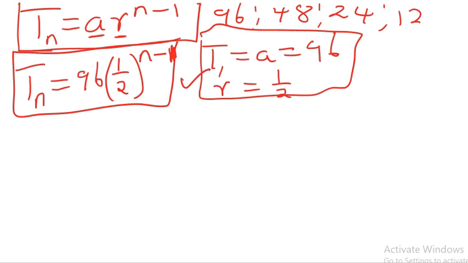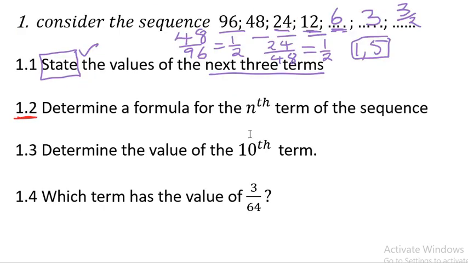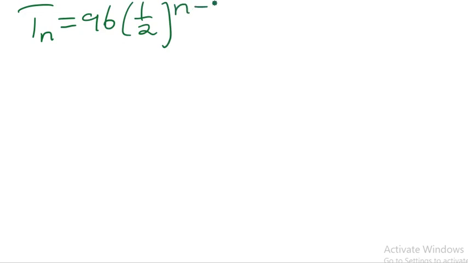Now let's go for the next question. It says determine the value of the 10th term. That's 1.3. In order to determine the value of the 10th term, we need the formula that we got: Tn = 96 times (1 over 2) to the power of n minus 1.